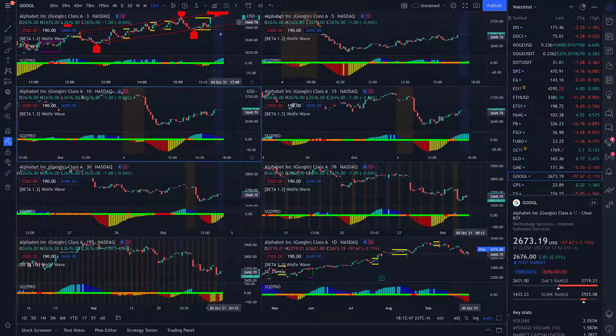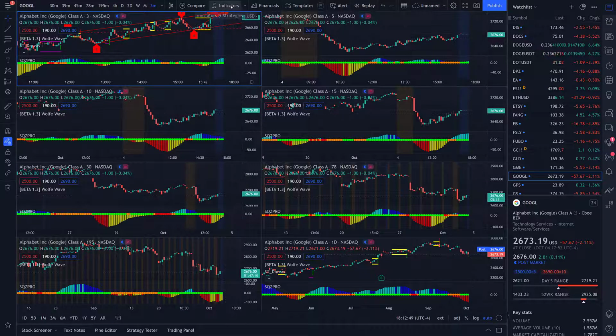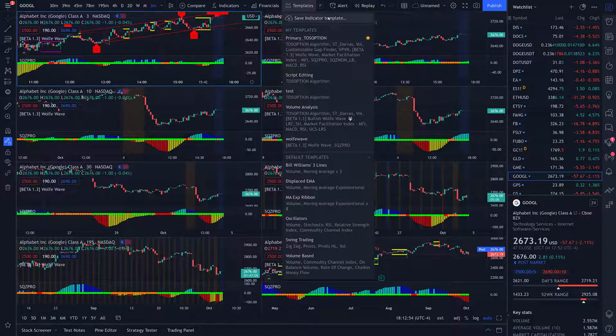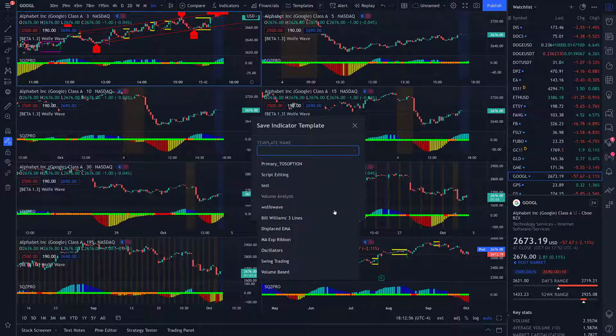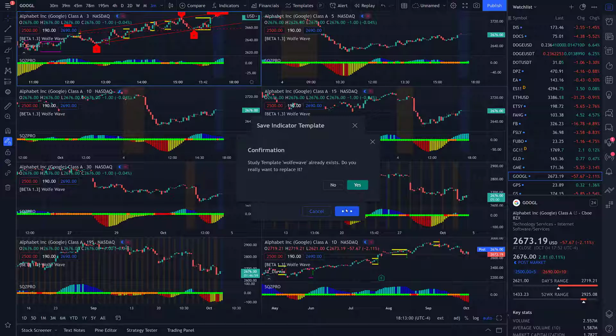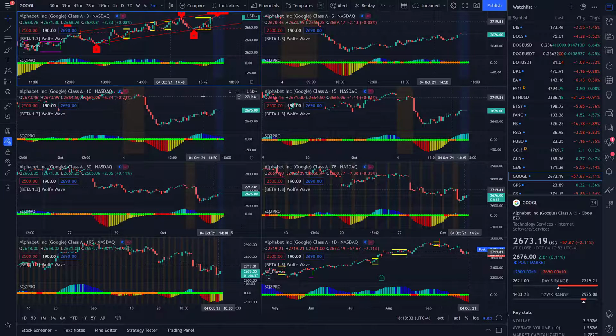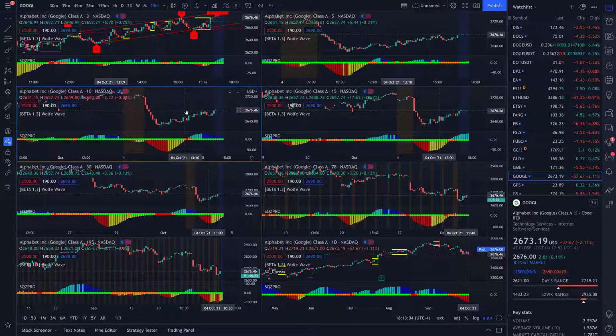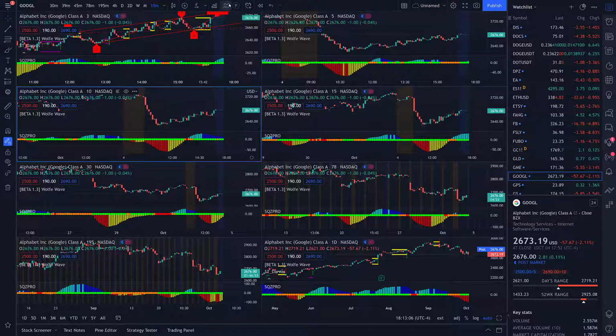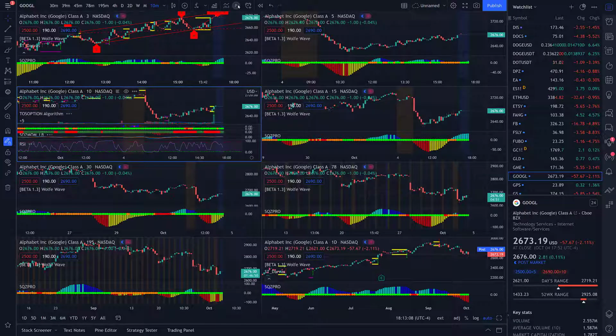So let me just go here and then resave that template. I'll pick this, save it as that Wolfe Wave, and then just apply it again. Ooh, that's not the right one.